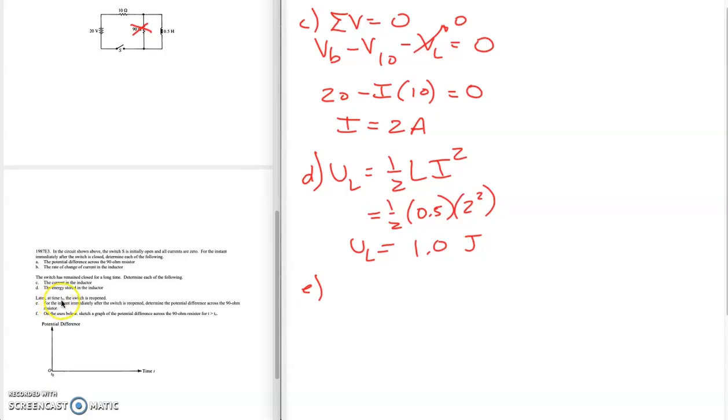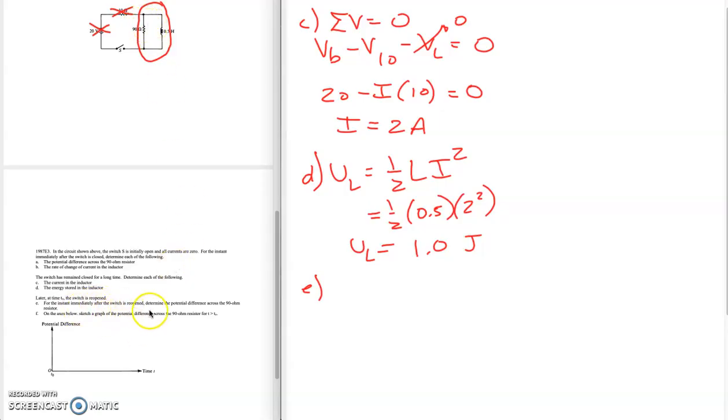Later at time t0. Okay, now we're going to reopen the switch. And if you notice, when we reopen the switch, what we've done is we have eliminated the 10 ohm resistor and the battery. And now the current is just the 90 ohm and the inductor. And whatever the current was in the inductor the instant before we open the switch, that's going to be the current now, and now it's going to get forced through the 90 ohm resistor.